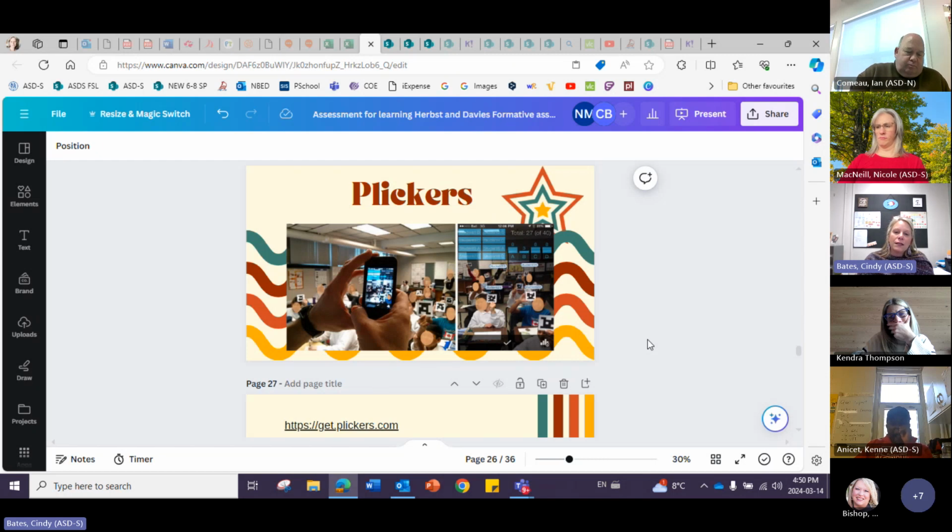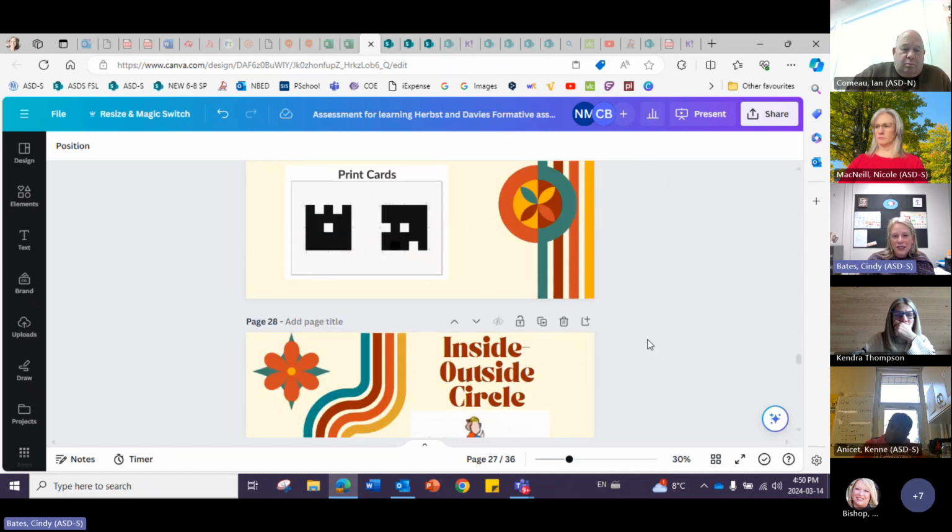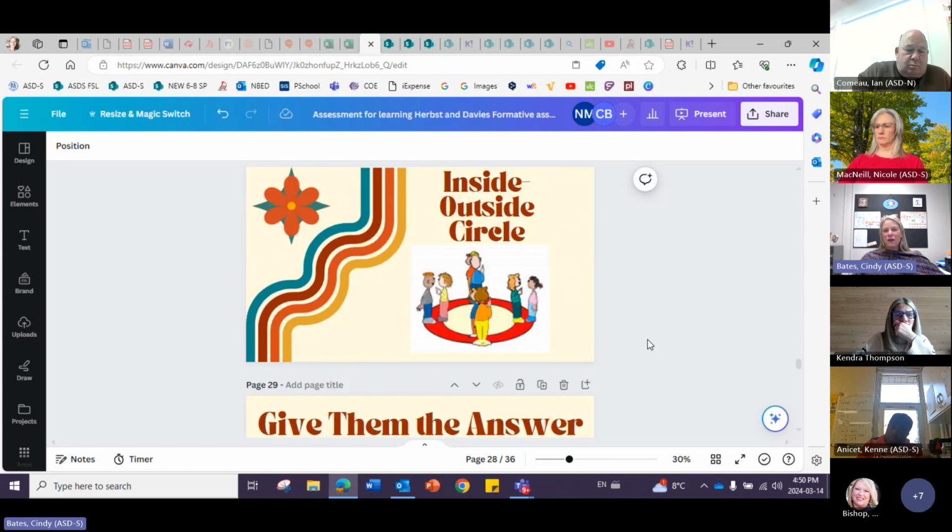So this is one of the nice pieces, rather than using a whiteboard, where you can actually save that information and look later to see how students responded. It can be used for corrective feedback immediately, or it's something that maybe you can hold on to and talk about the next time you have those students in that classroom. So that's Plickers. Inside Outside Circle.